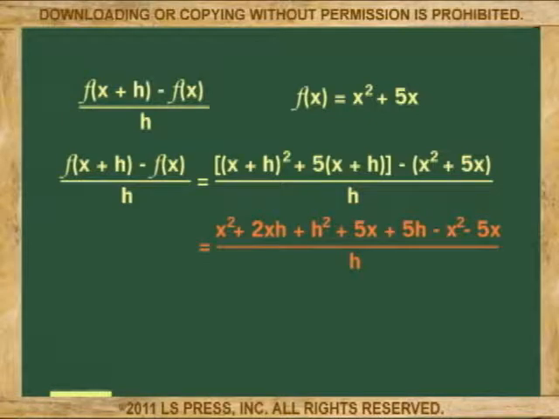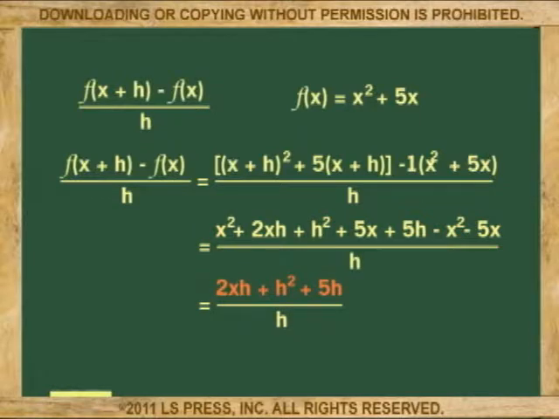Once the substitution is made, we distribute. We square the binomial and it becomes x squared plus 2xh plus h squared. We now distribute the 5 over x plus h: 5x plus 5h. We now multiply negative 1 by x squared plus 5x, giving us negative x squared minus 5x. All of it over h.